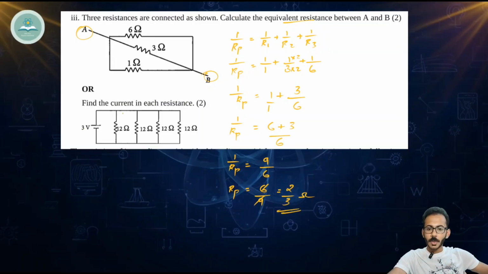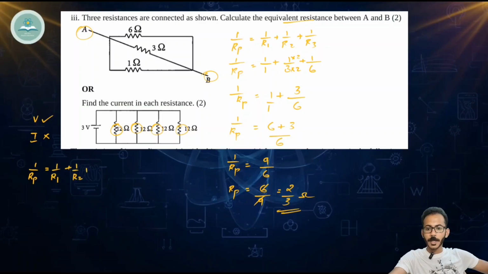Let's go to the OR question. In the OR question, find the current in each resistance. We have to find out the current in each resistor, here, here, here, and here. We know this is a parallel connection. In parallel connection, the potential difference is the same, but the current is different. To find out the total current, first of all, let's find the effective resistance. Here, the resistors are connected in parallel. So 1/Rp is equal to 1/R1, 1, 2, 3, 4. 4 resistors are there.